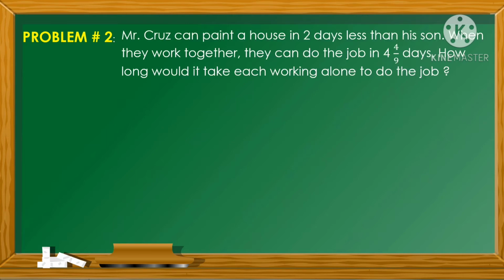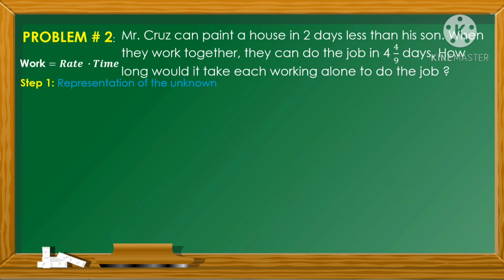Problem number 2. Mr. Cruz can paint a house in 2 days less than his son. When they work together, they can do the job in 4 and 4 over 9 days. How long would it take each working alone to do the job? Okay, so this is an example of work problems. And if we are solving work problem, you must know this formula: work equals rate times the time. Ito ay mahalaga na alam mo kasi ito ay magiging guide kung paano isosolve yung problem na yan. Okay? So let us make a representation.